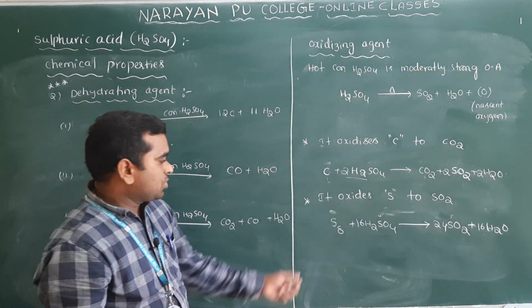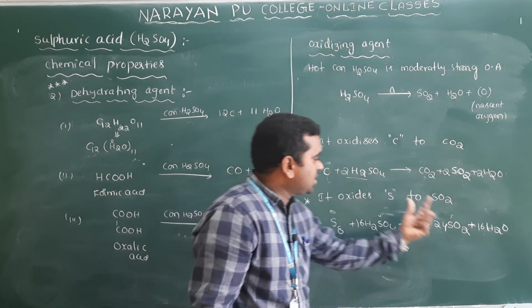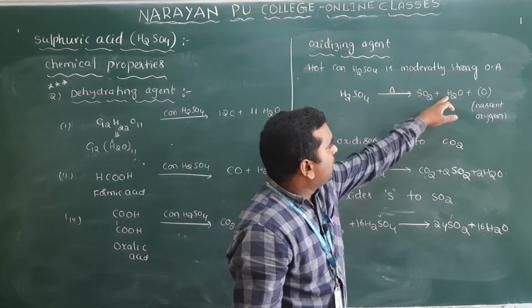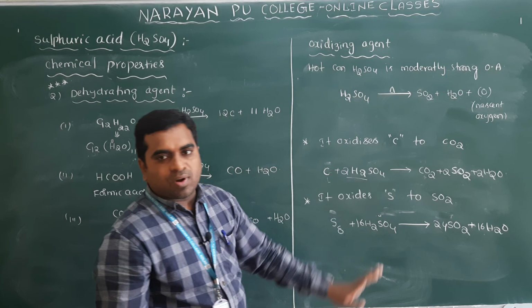Balancing equation. So sulfur, when it is reacted with sulfuric acid, is oxidized to sulfur dioxide, and H2SO4 is also reduced to sulfur dioxide, plus what you will get? Water. And this is what? Oxidized.